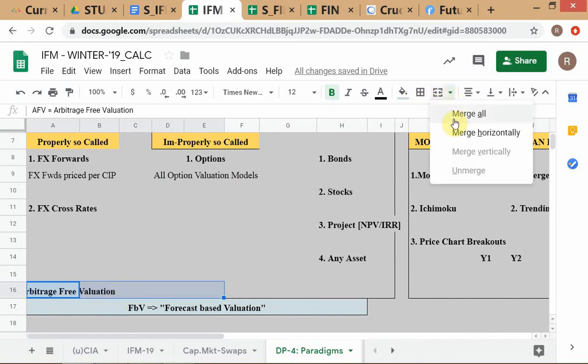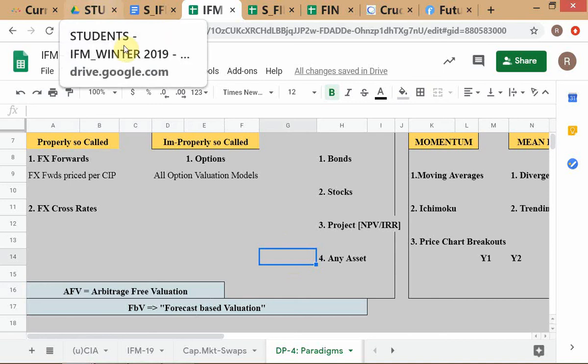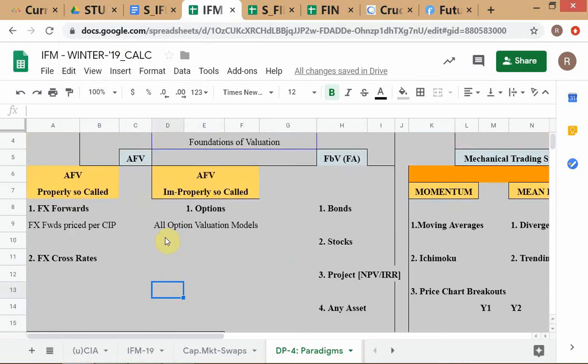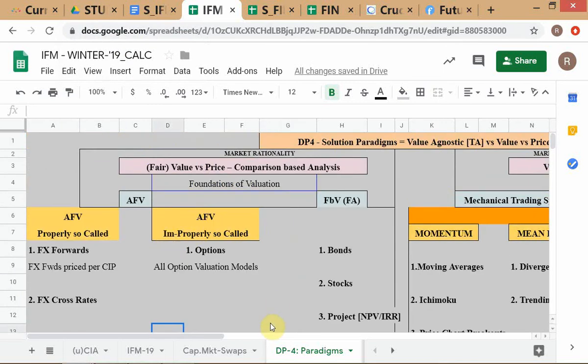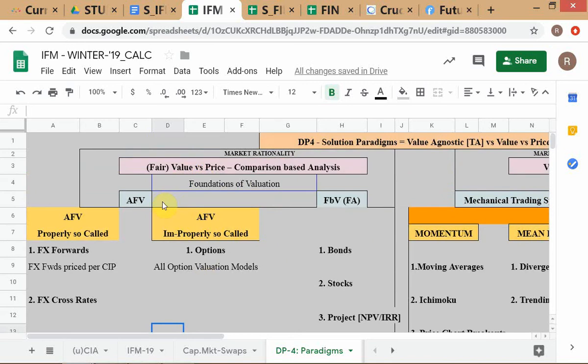One sec. Let me just merge this. Okay. So AFV equals arbitrage free valuation. Okay. So arbitrage free valuation here, this is one of the valuations. So when you study valuation, pay attention. You have to understand, usually most of the valuation discussion happens in this column. These kind of techniques. But you also have to be aware that there are other techniques of valuation.